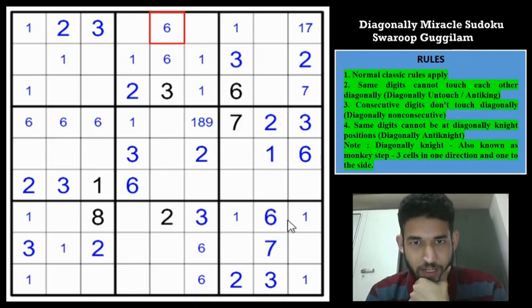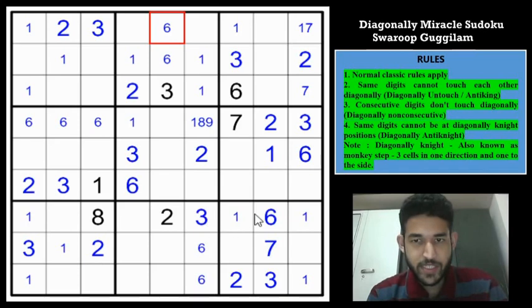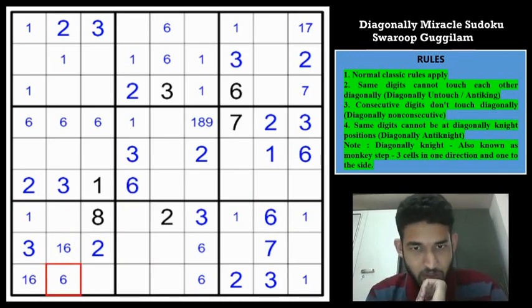So how do we continue now? There are multiple options for the 6 here. Okay. So 6 can't be in row 7 and 6 can't be here because it's a monkey step away. Which means that 6 is in one of these 3 cells. And I don't think we can eliminate now. Let us come back to this box.